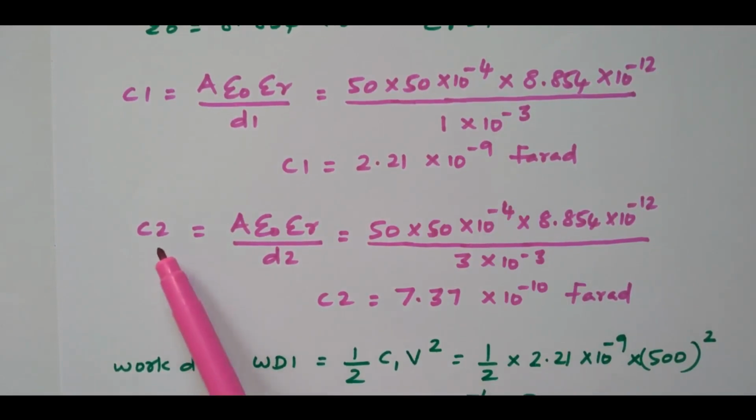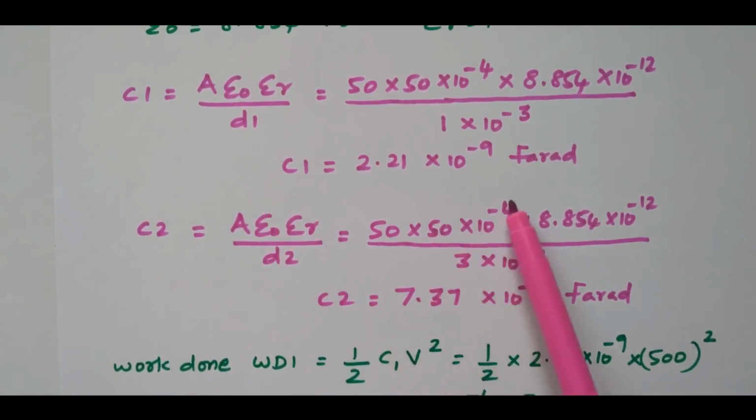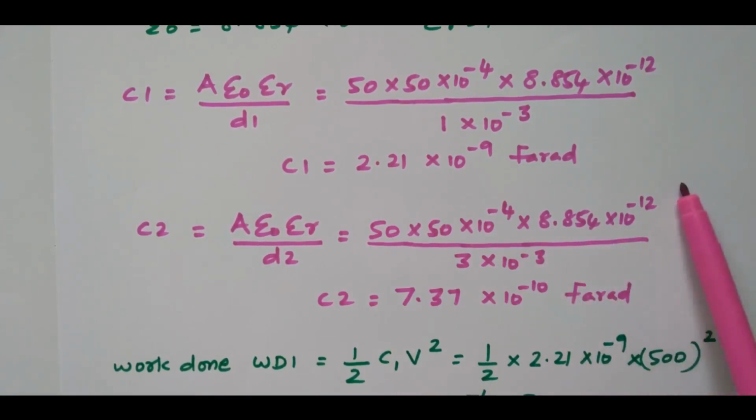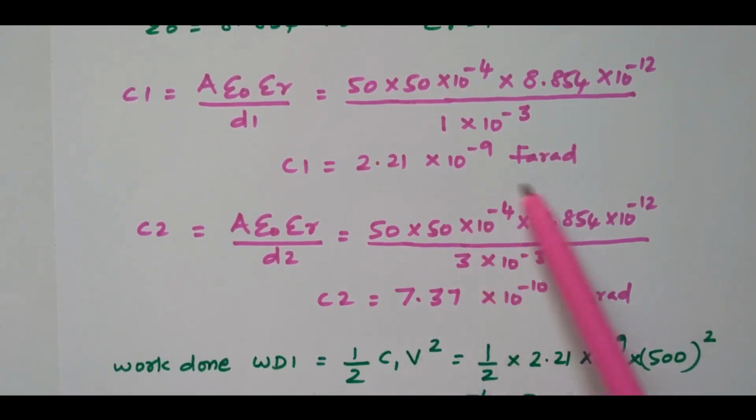When it is 3 millimeter, it will be C2. A epsilon naught epsilon r divided by D2. The area is 50 into 50 10 to the power minus 4. Epsilon naught is 8.854 into 10 to the power minus 12. The D2 value is now 3 millimeter, 3 into 10 to the power minus 3. By simplifying, what we got is 7.37 into 10 to the power minus 10 farad.